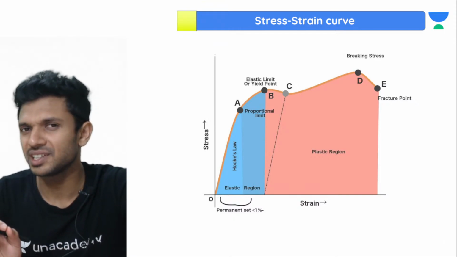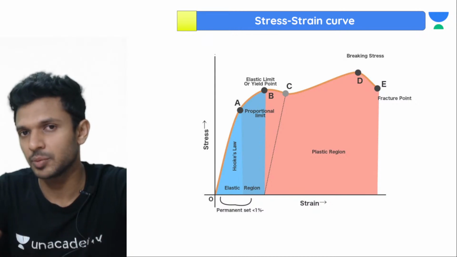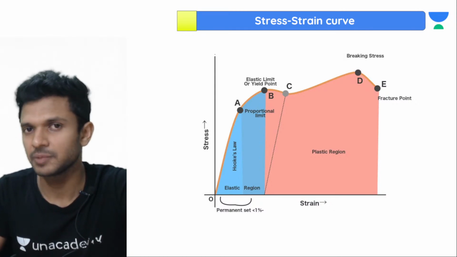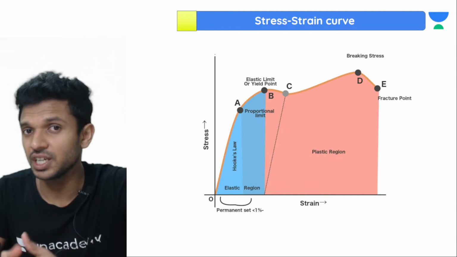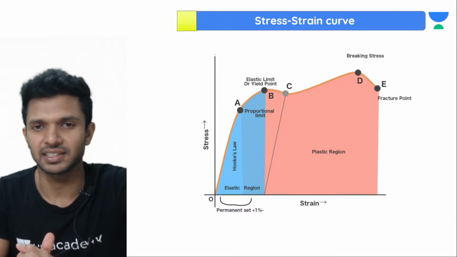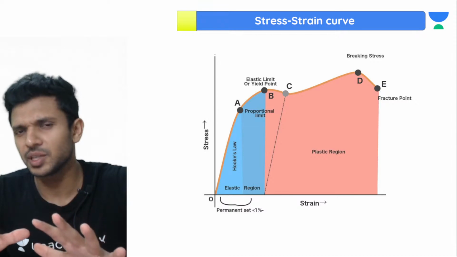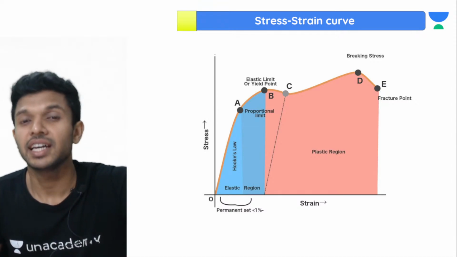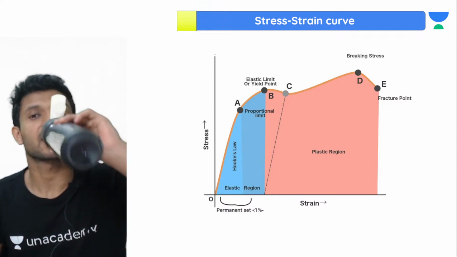How many of you remember? Right, Hooke's law tells us stress is directly proportional to strain within the elastic limit. And that stress by strain is equal to a constant. We call it the modulus of elasticity, isn't it? We did our explanation in yesterday's class.